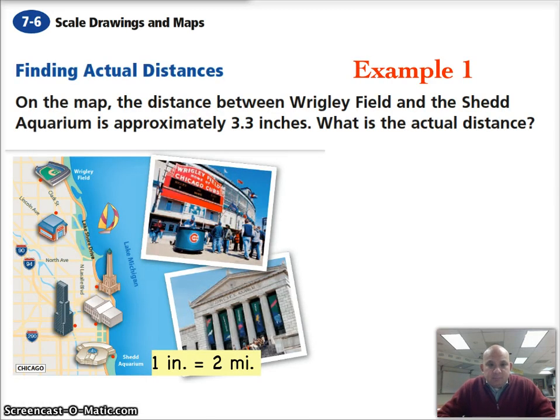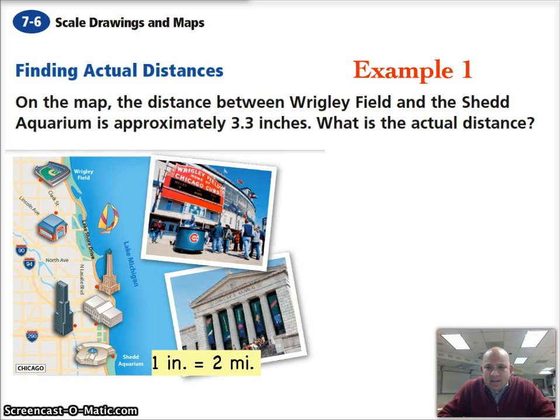For our first example, it says here, on the map, the distance between Wrigley Field and the Shedd Aquarium is approximately 3.3 inches. It's interesting, this particular illustration, because my wife actually lived about a block away from Wrigley Field. So Wrigley Field here, Shedd Aquarium all the way down here. And if we measured it on the map, it would be 3 3/10 inches.